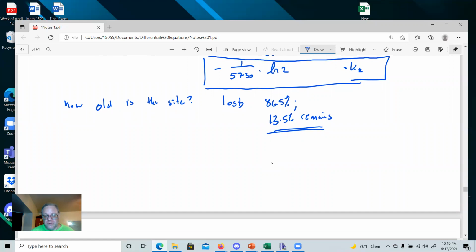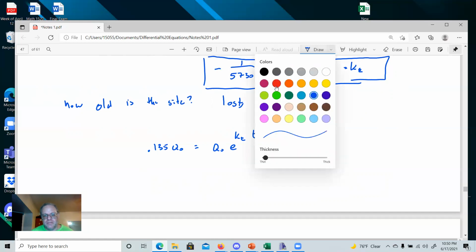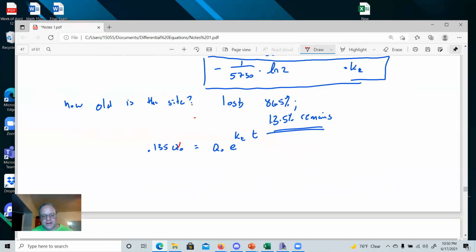So we're gonna solve for t here. Okay, so we're gonna say, well, we have 13.5% remaining. So we're gonna say we have 0.135 of the original, right? That's the percent, is equal to the original e to the kc times t. We're solving for t. First off, we could cancel our q zeros, right? We didn't need to know what these were anyway, so those are gone.